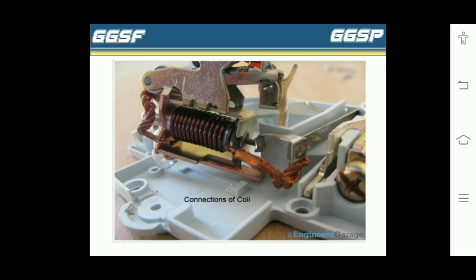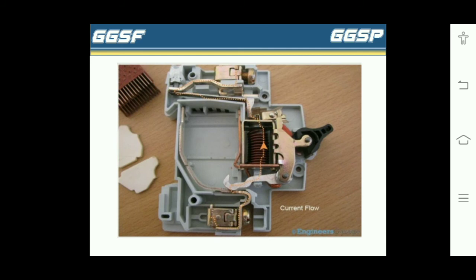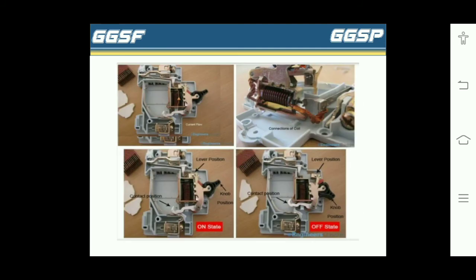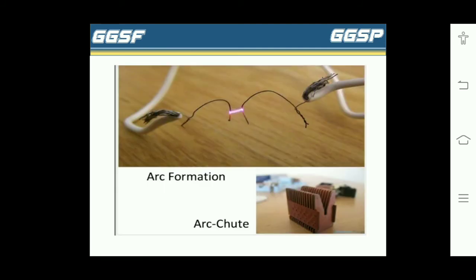Closer look of magnetic coil. Flow of current: incoming, the current flows inside the bimetallic strip, then the magnetic coil, and continues to flow. Arc formation, arc cutters.